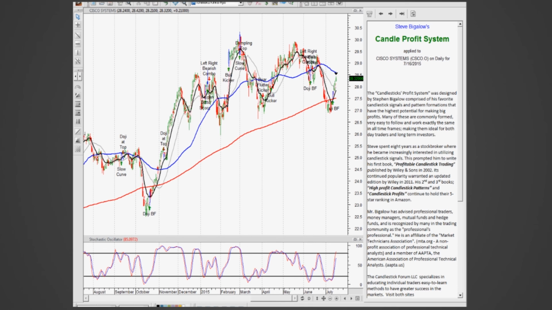Comparison to TC2000 and Trade Ideas in terms of scanning. TC2000, again, is a great product.